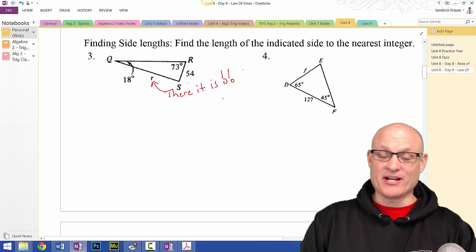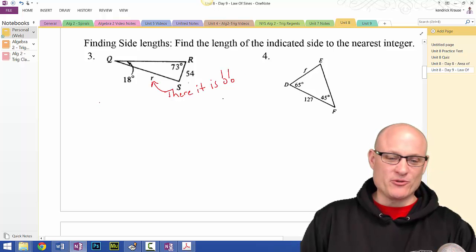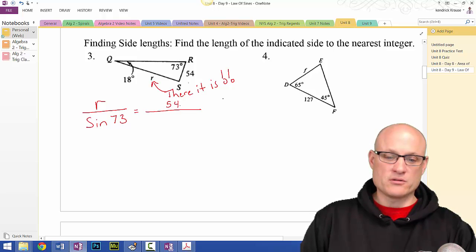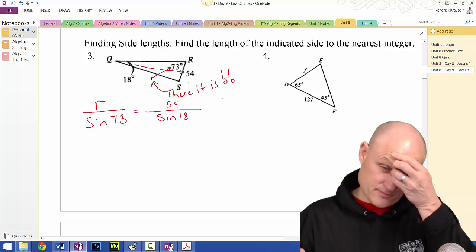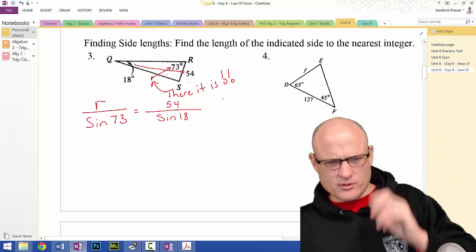Clearly not a very good Algebra 2 student. We're going to use the law of sines. So R over the sine of 73 is equal to 54 over the sine of 18. There's 18 and its side opposite, and there's R and its angle opposite, excuse me. So that's what we're going to use.